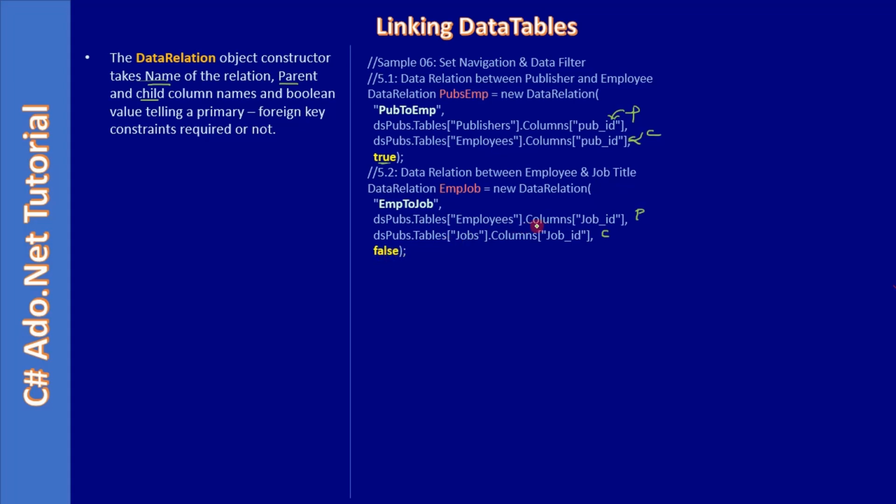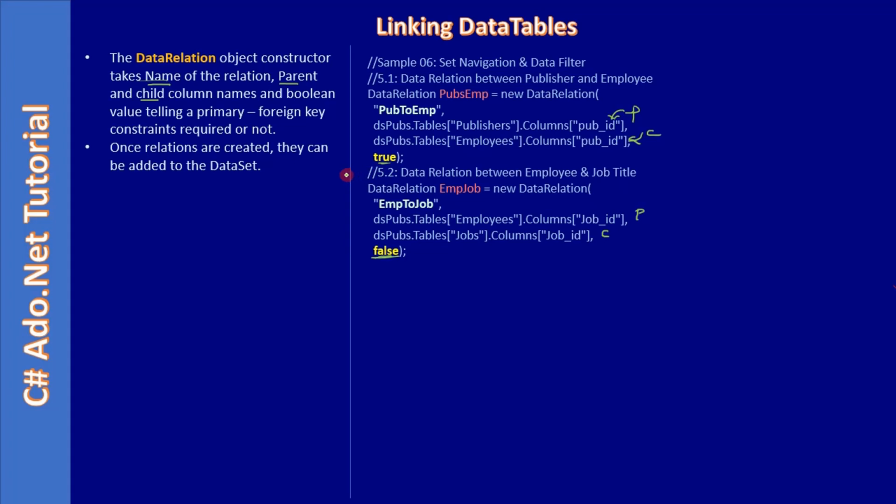That means here in the parent, the job ID can be repeated, right? So there can be a repeated job ID. Since the job ID repeats here, we set false for the fourth parameter, stating that we don't want to enforce constraints in this table.